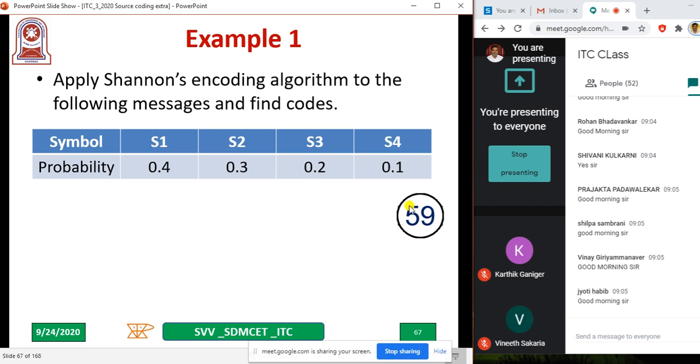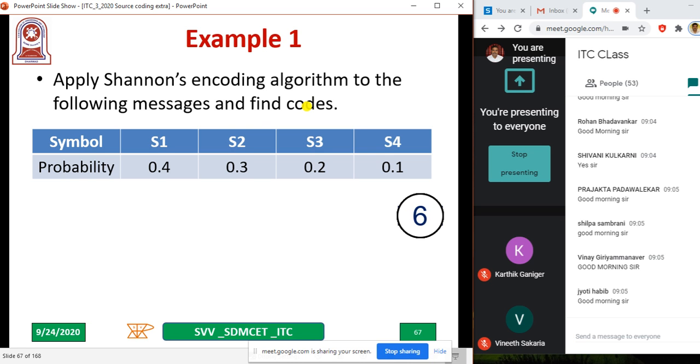Copy down this. Apply Shannon's encoding algorithm to the following messages and find the codes. Symbols S1, S2, S3, S4. Probabilities are 0.4, 0.3, 0.2, 0.1. Hope all of you have copied.